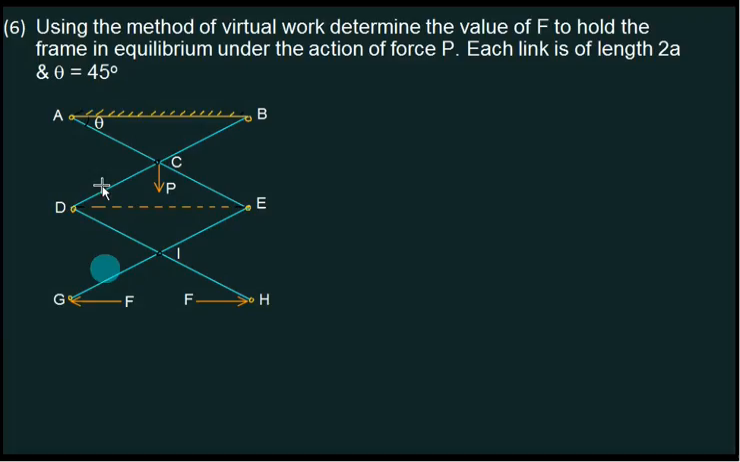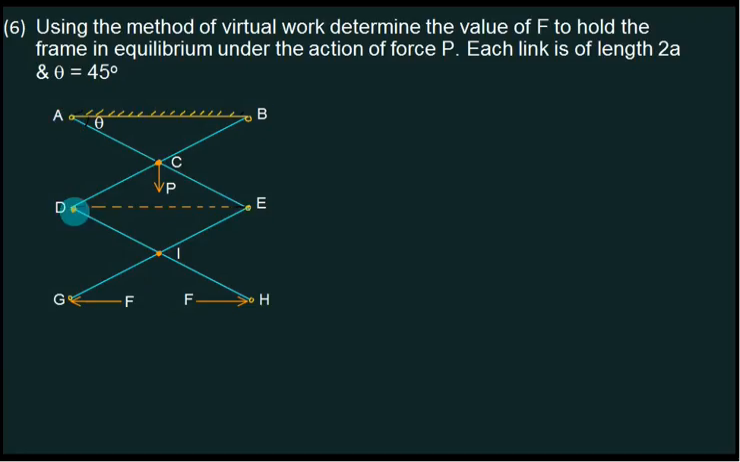In this question you have to find the value of F, to hold the frame in equilibrium under the action of force P. We are applying a force here and all these are hinges. This has to go to this side. The length of each link is 2a. The length of each link from A to E is 2a.